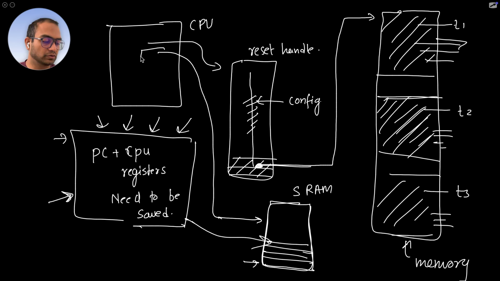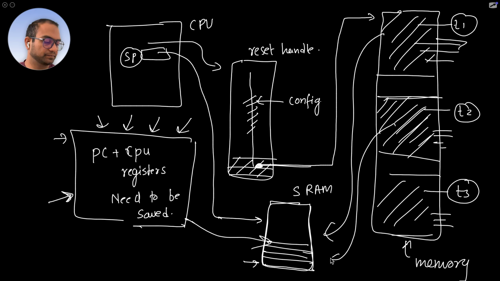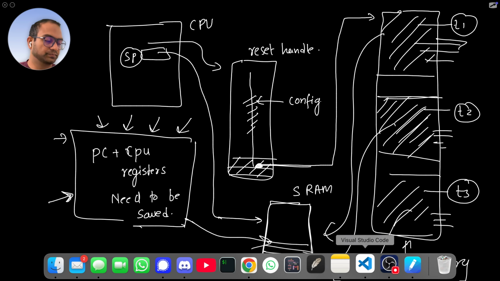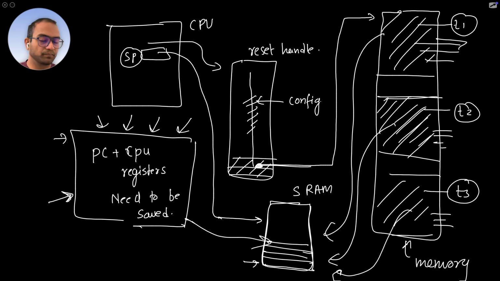The stack pointer also happens to be an internal register. So we are saving a lot of internal registers here on the stack. In some sense, it feels as though T1, T2, T3 are going to use the stack. So somewhere the stack is involved.